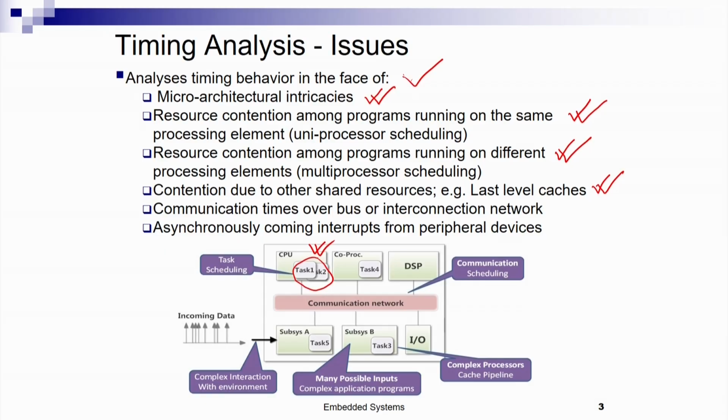Similarly, depending on whether there were a lot of page faults or not, the time taken by a certain task can vary. The overall time taken could also vary depending on the communication times over the bus or the interconnection network.